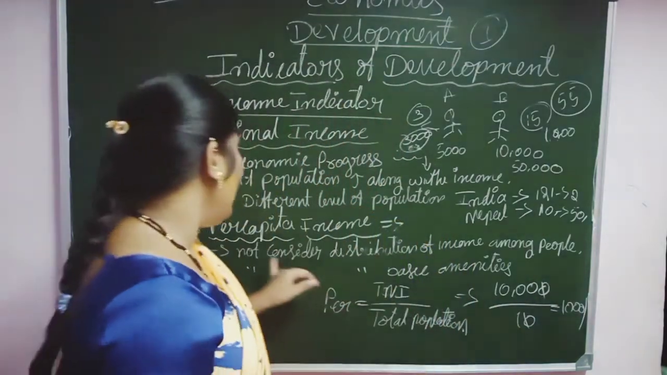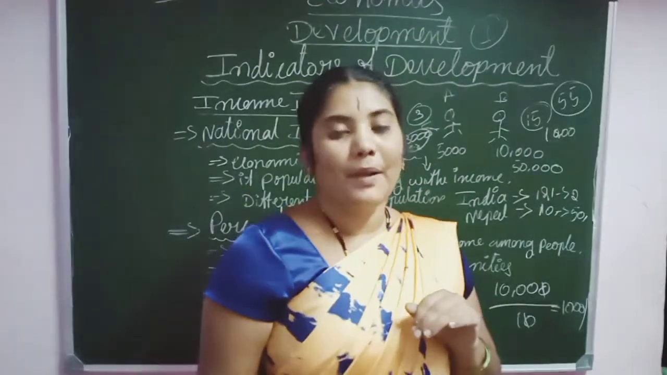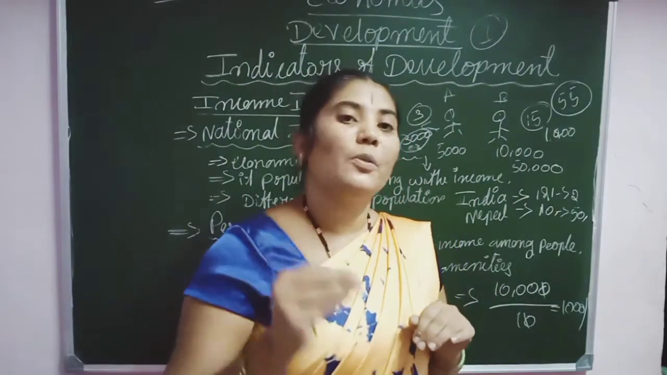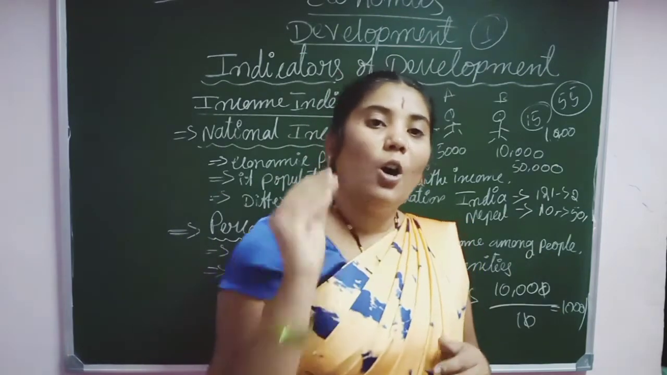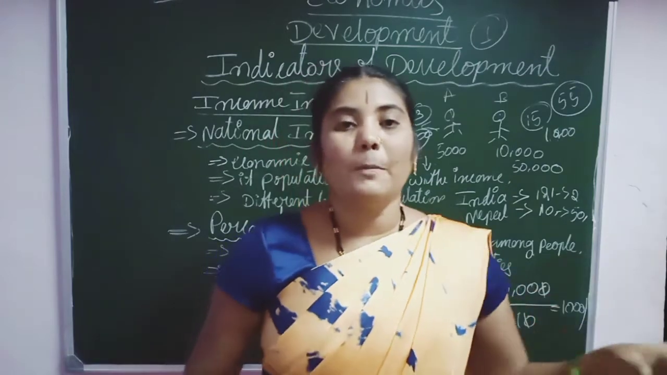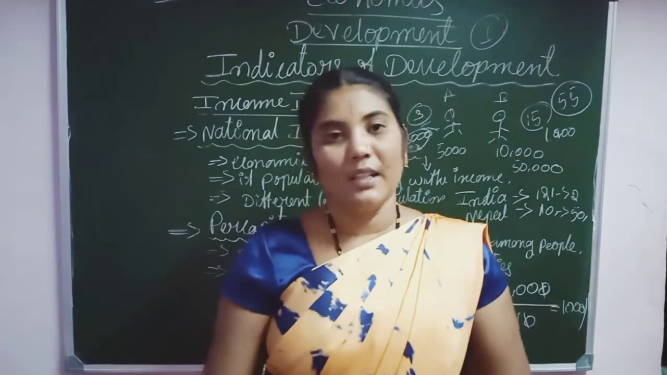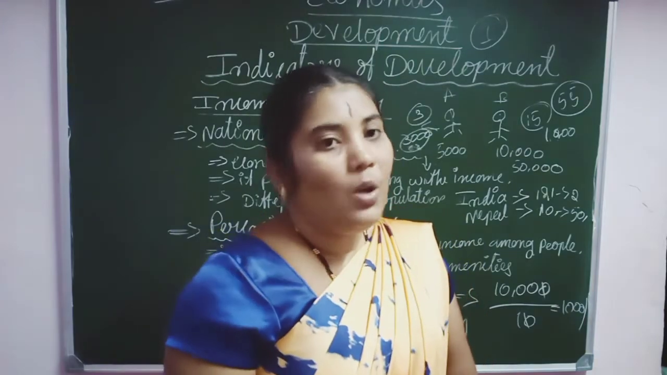So it does not consider the distribution of income among the people. It is not distributed equally through the country, among all people in our country. We can see rich people, poor people, very poor people and middle class people. So it is not a true measure.